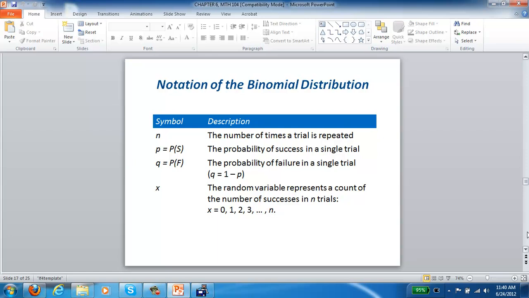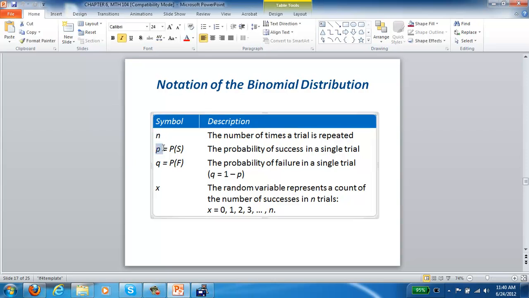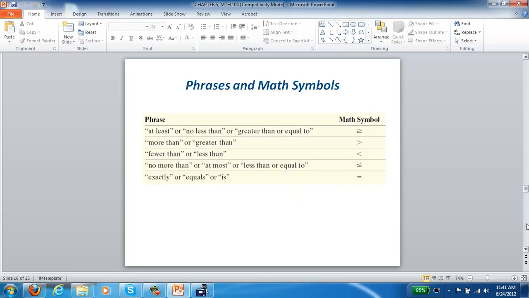So for every problem we need the n. N is the sample size, p is the probability of success, q we don't need because we will use the graphing calculator, but q is 1 minus p. If p is 0.4, q is 0.6. If p is 0.7, q is 0.3, the complement. And x is the number of successes in n trials. So in every problem you are looking for the n, the sample size, p, and x. These are the three quantities that we have to find in every problem that we use the binomial distribution.